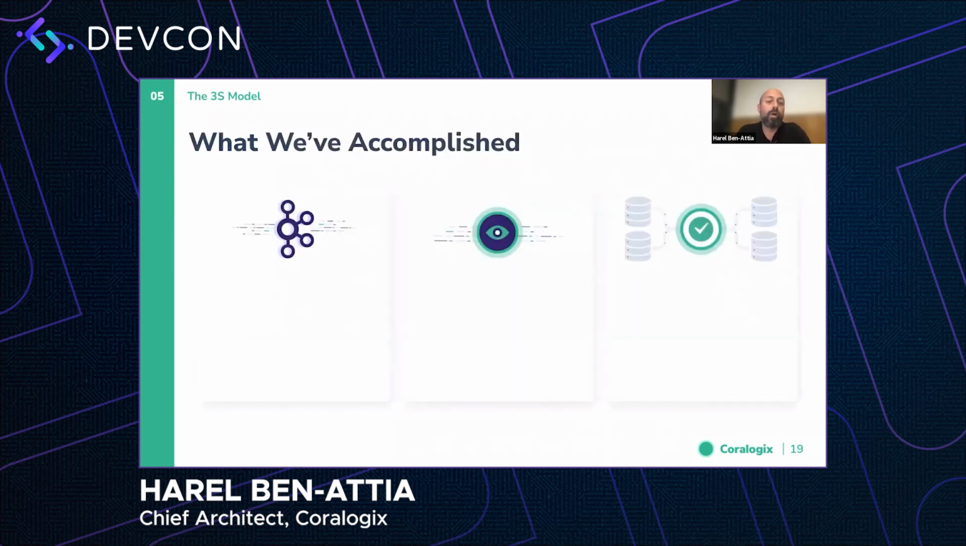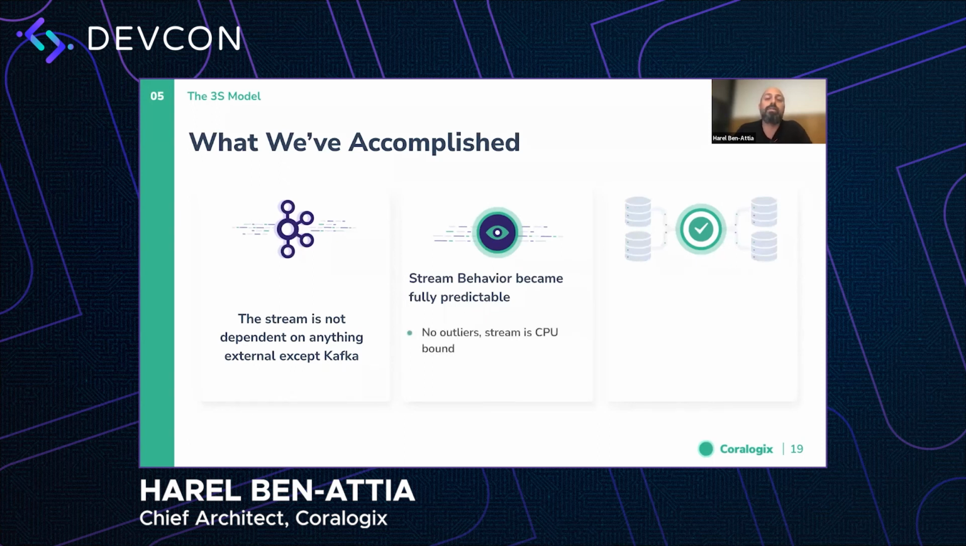Okay, so what did we accomplish from all of this? First thing, the stream itself is not dependent anymore on anything external other than Kafka, which, as I've mentioned, is optimized for network access in terms of throughput and robustness. The stream behavior became fully predictable, no latency outliers, and the stream has become fully CPU bound.